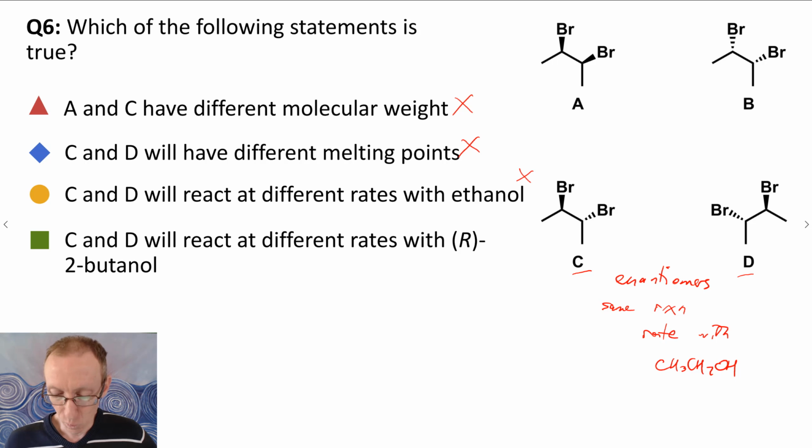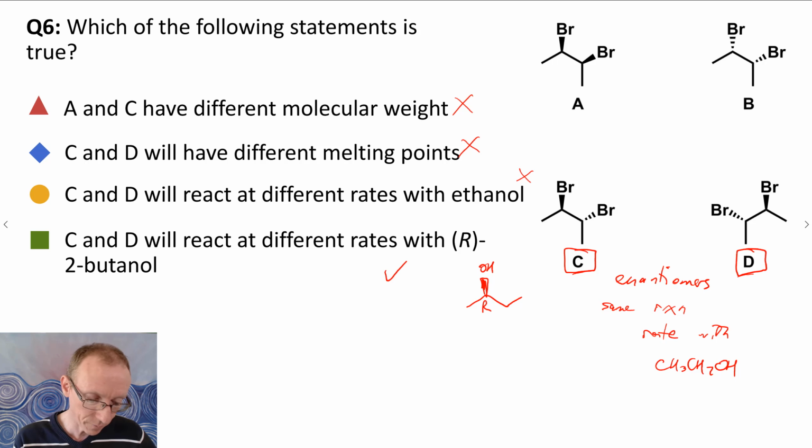However, if we take one of these enantiomers, for example C, and we react it with butanol, so let's see if we can draw this right. OH, 1, 2, 3. We've got the R configuration of 2-butanol there. That's a chiral molecule. We're given it as one enantiomer. So that chiral reagent will react at different rates with one mirror image of this compound versus the other. So C will react at a different rate to D with one enantiomer of 2-butanol. So this one is the true statement, and therefore the green square is the correct answer to this question.